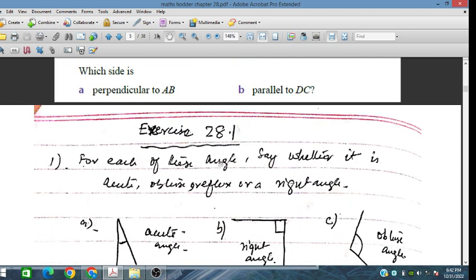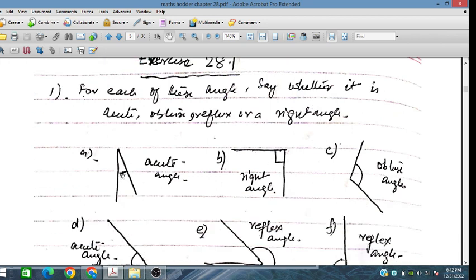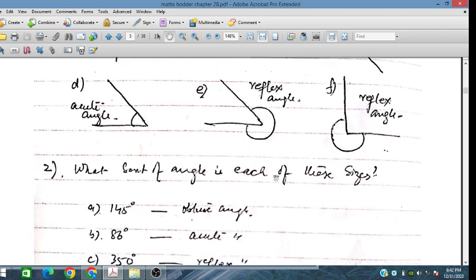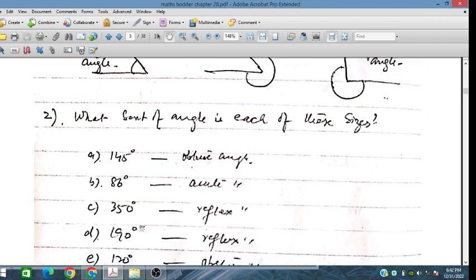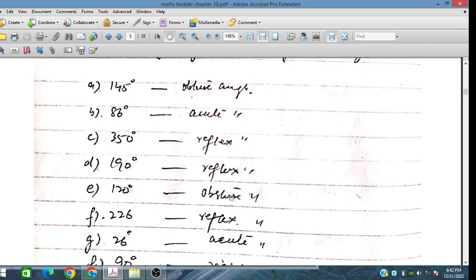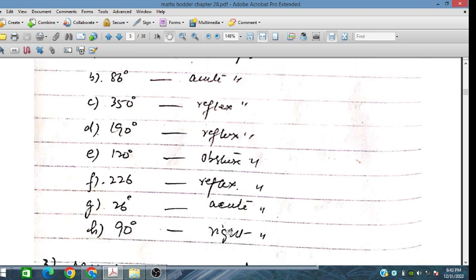So let's start this exercise 28.1. This angle is basically an acute angle, this is a right angle, this is more than 90 degrees so it is an obtuse angle. This is acute, this is reflex, this is reflex. What sort of angle is each of these? 145 is obtuse, 86 acute, 350 reflex, 190 reflex, 120 obtuse, 226 reflex, 26 acute, and 90 degrees right angle.